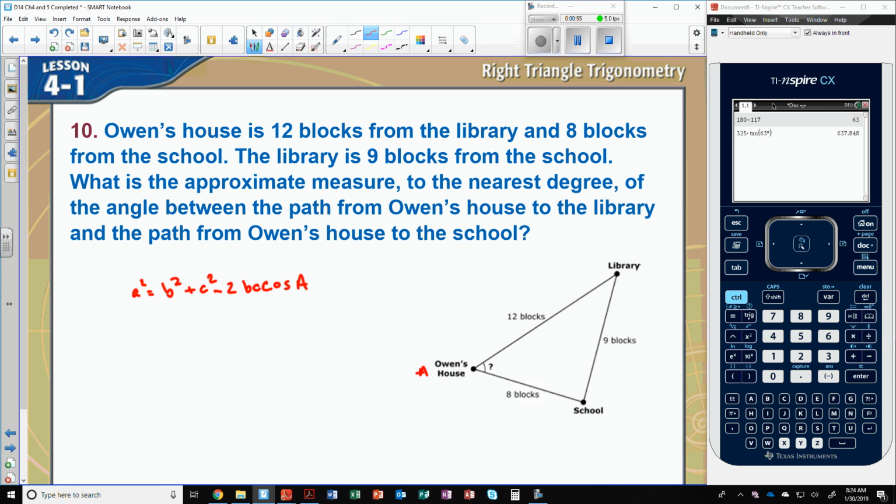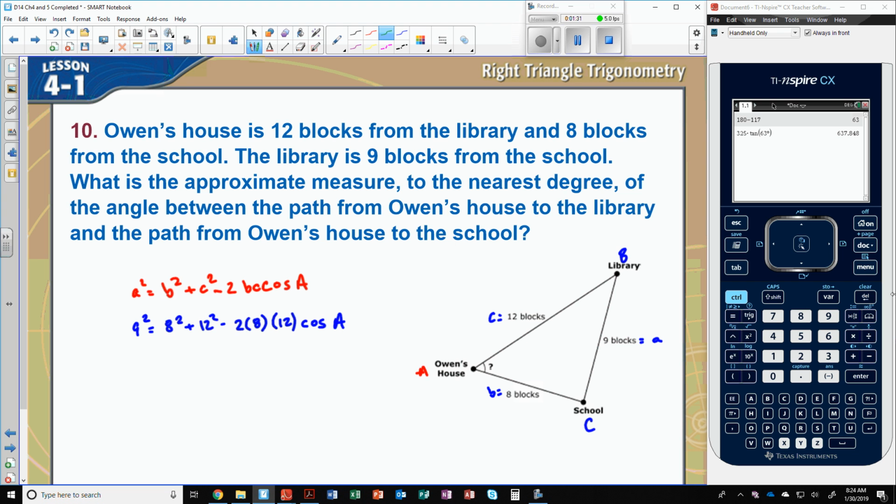That's our formula. To plug this in, this becomes our lowercase a. I'll call the library B, which means this is lowercase b, and the school will be C, so this is our lowercase c. So I have 9 squared equals 8 squared plus 12 squared minus 2 times 8 times 12 times the cosine of our unknown angle A. And now to solve this, you could solve it from right here. It would be the easiest way.